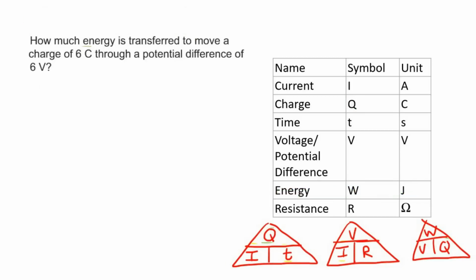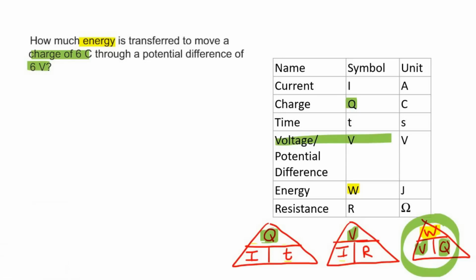So with this one, it says how much energy. Okay, so they're looking for energy. Now, energy is W. Okay, so that's what they're looking for. Is transferred to move a charge. So we have the charge. Now, charge is a Q. Okay, so we have the Q through a potential difference of 6. Okay, so we have the potential difference, which is V, so we can highlight that and that. Okay, so we can just use that triangle. So sometimes we need to only use one triangle. Sometimes we need to use 2.